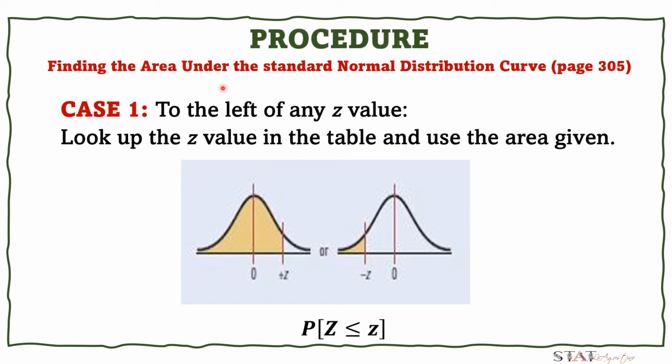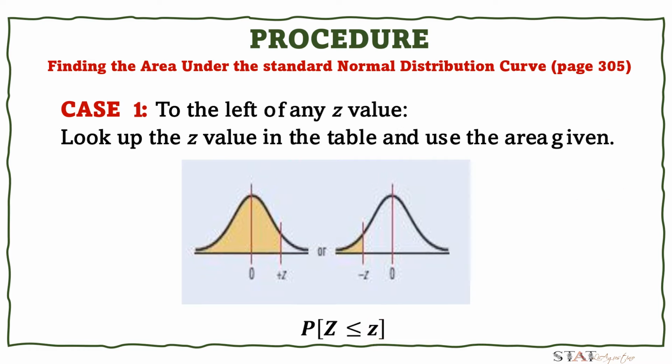So the procedure in finding the area under the standard normal distribution curve, we have three cases. Case 1, if you're looking for the area to the left of any z value, in other words, the shaded area. If you are looking for the area to the left of your computed z-score, look up the z value in the table and use the area given. Mathematically, you can present this as the probability of z less than or equal to your z value.